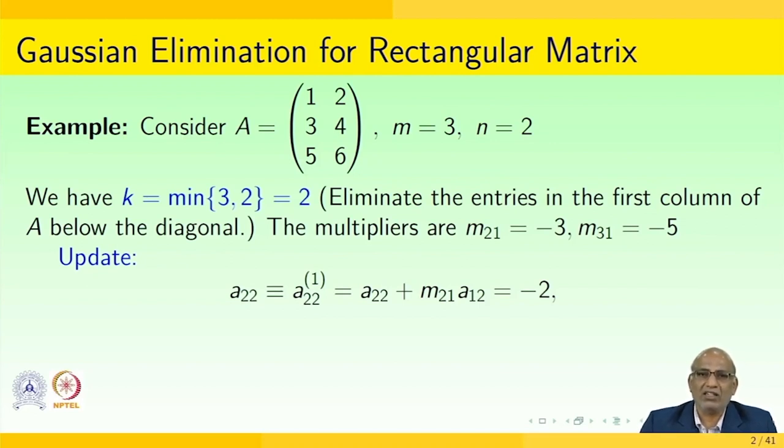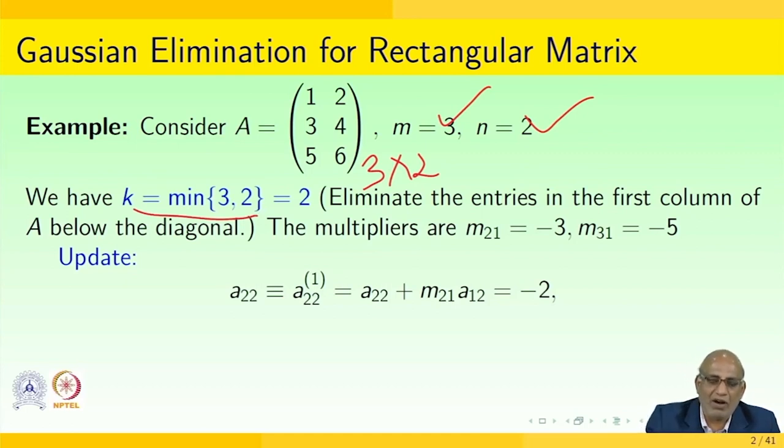Now let us consider this example. Three rows, two columns. The first row is 1, 2. The second row is 3, 4. The third row is 5, 6. I denote M as the number of rows, and N as the number of columns. Let us note down a number called K, which is the minimum of 3, 2, which is 2.